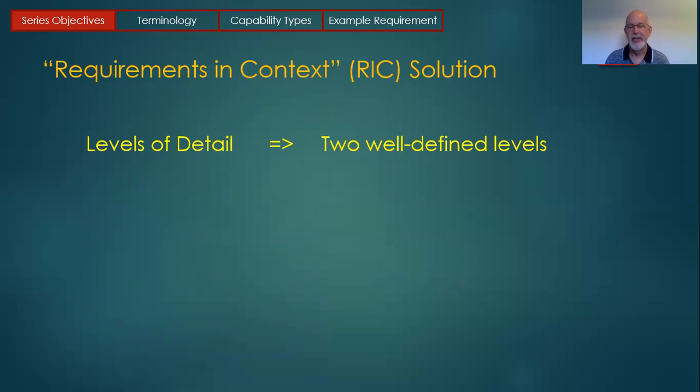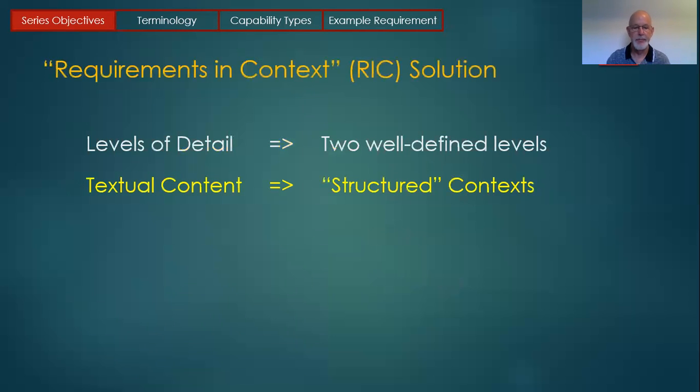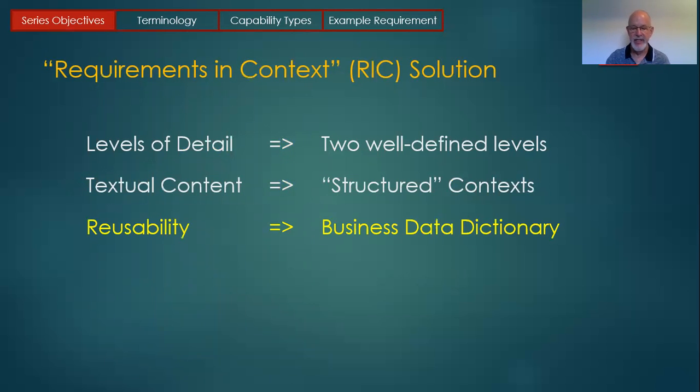Again, the solution I talked about in my Requirements in Context series had presented 2 well-defined levels. That addresses the pain point of levels of detail. Textual content, we'll see we can move what looks to be textual versions of requirements into structured contexts. Those are the spreadsheet templates we're talking about. And reusability, as I said a minute ago, the vocabulary, we'll talk about a data dictionary. Again, a structured way to capture detail about requirements related to the information in information systems.